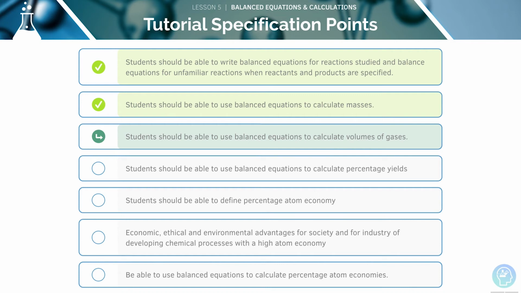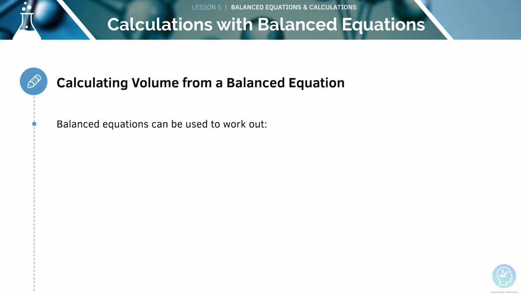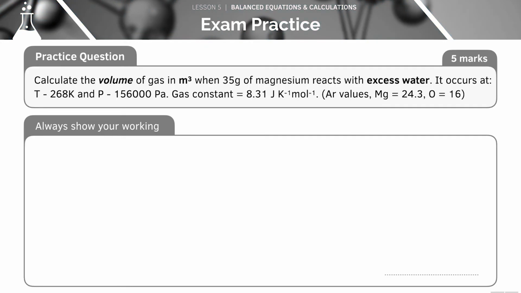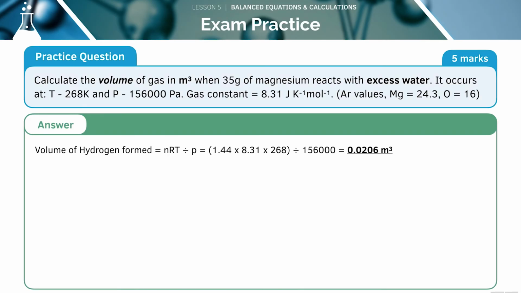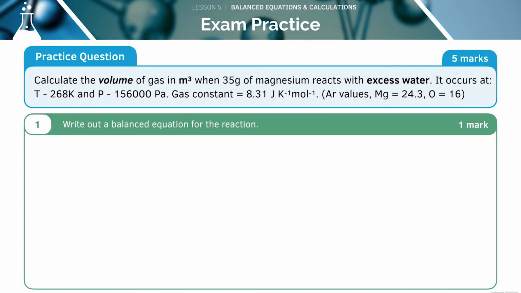Now, let's look at calculating the volumes of gases from balanced equations. You can also use balanced equations to work out the volume of gases that form or react in reactions. Let's take a look at this practice question together. The answer to this question is 0.0206 meters cubed.